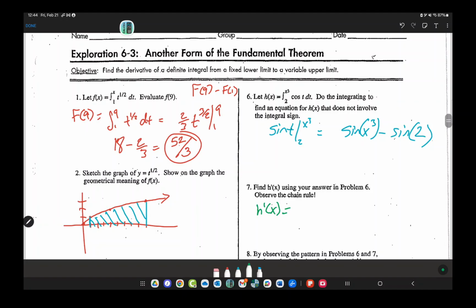What am I forgetting though? Where did the 3x squared come from? Yeah, derivative of x cubed, chain rule. Don't forget the chain rule. So you're going to have cosine x cubed times 3x squared for the chain. And the derivative of the constant, sine of 2, is just 0 because that's a constant. So we get 3x squared cosine of x cubed.